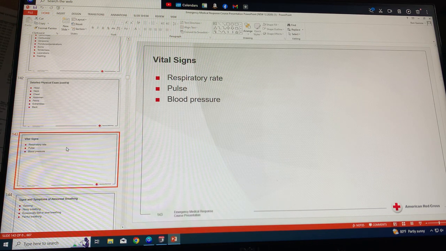There are 3 major vital sign measures to be taken: respiratory rate, pulse, and blood pressure. You may also measure skin characteristics, color, temperature, and moisture, and pupils at this stage.